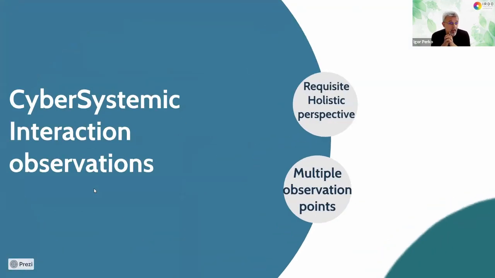So the methodology is called cybersystemic interaction observations, and it is meant to provide a requisite holistic perspective, especially in a way where multiple people can put their observations on multiple observation points. And let's have a look at what can or should be observed.